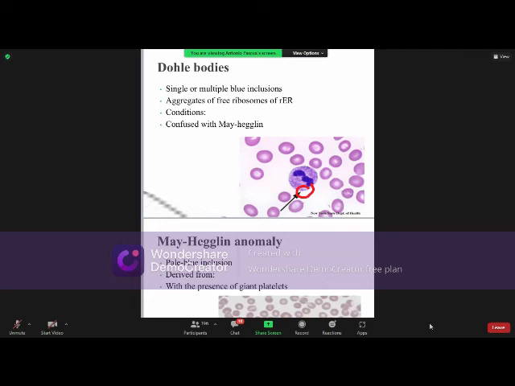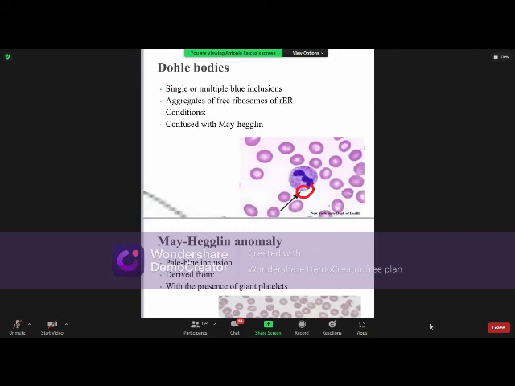WBC. When do you see Alder-Reilly? Mucopolysaccharide. Tama? Yung toxic granules kapag meron kang infection or toxic state. It's just that toxic granules are mistaken as Alder-Reilly. Is that clear? Yes, sir. Po.